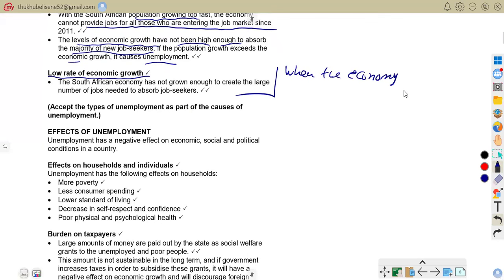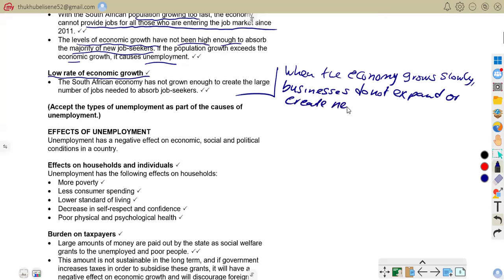When the economy grows slowly, it means the businesses do not expand and create new jobs.